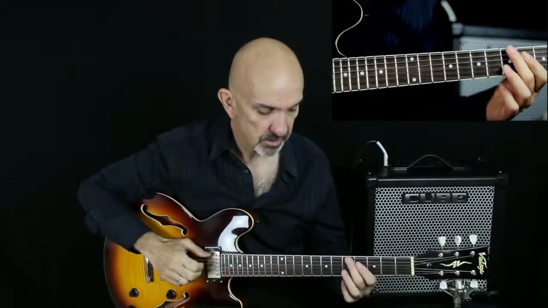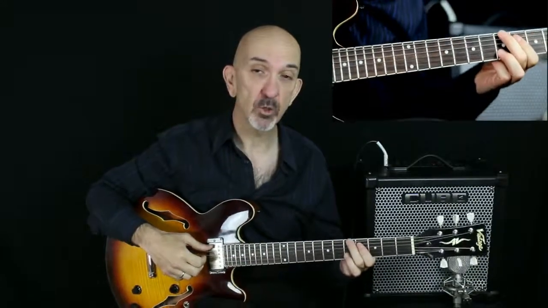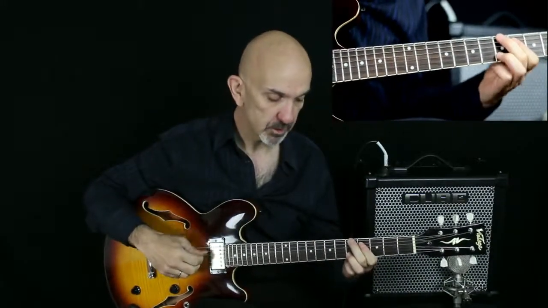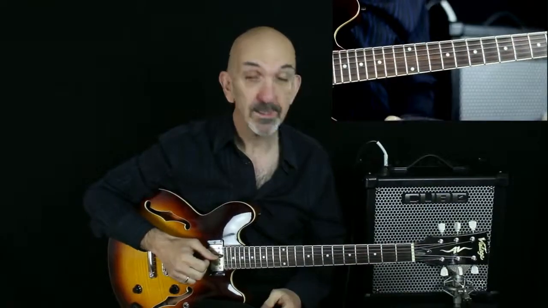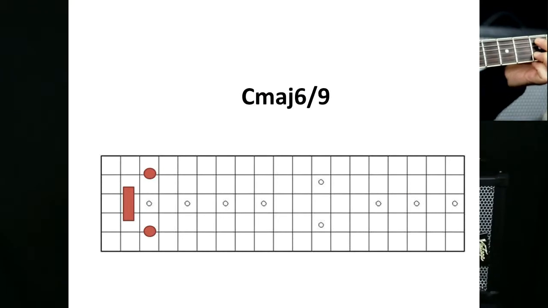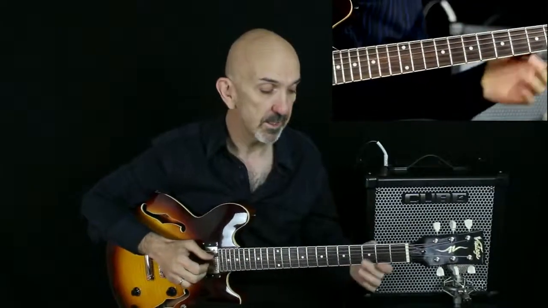Finally, let's look at a major 6-9 shape with the root on the A string. We had just seen a major 6-9 chord with the root on the bottom E, an A major 6-9, and now let's look at a C major 6-9. This is another beautiful sounding chord, very rich, and in fact is the opening chord for the jazz standard Take the A Train.